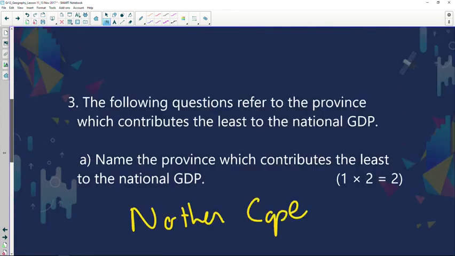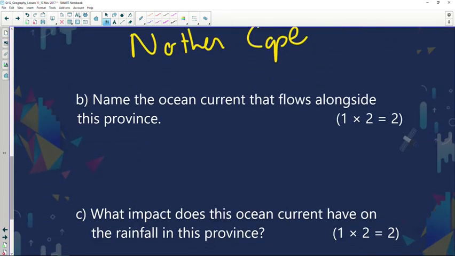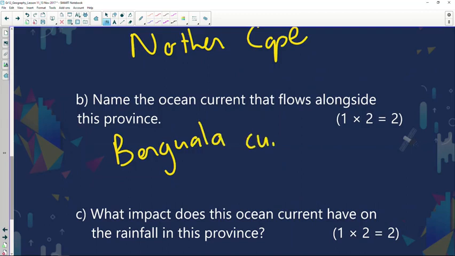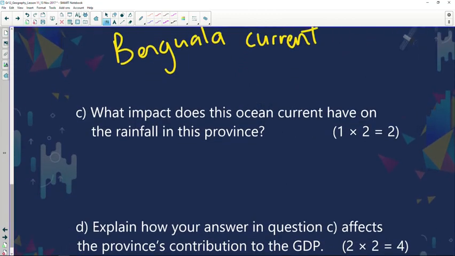Now, what they've done over here is integration of different sections. Name the ocean current that flows alongside this province. Now if you look at the Northern Cape where it's situated, they've got a coastline, and the ocean current that flows past it is called the Benguela current. Now the question over here: what impact does this ocean current have on the rainfall in this province? We've discussed it in our previous lesson. The cold Benguela current creates cool and dry conditions. So this makes it important, it lacks rainfall.